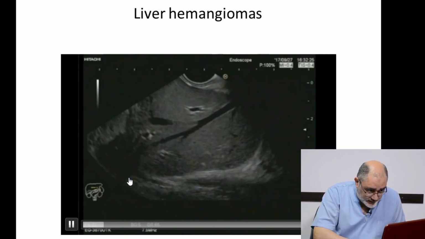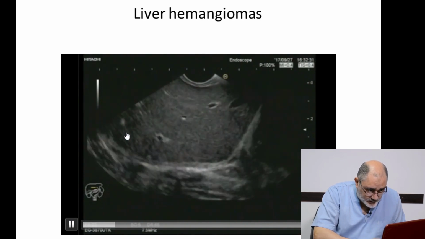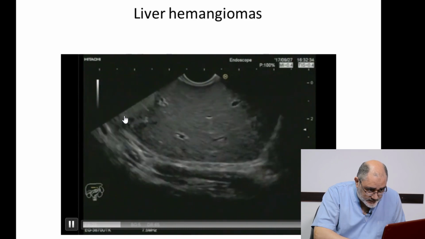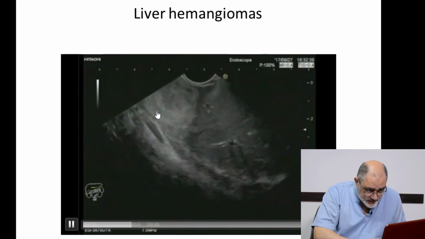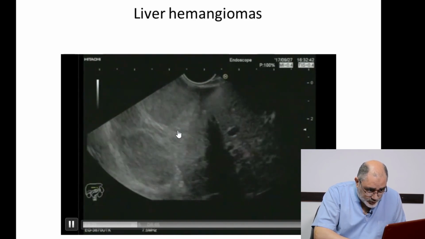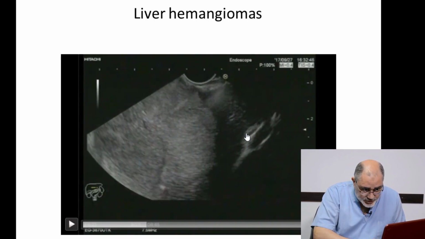This mass is a very large mass, as we will see later, and hyperechoic. Starting here, the mass is hyperechoic, mostly homogeneous with some areas of hypoechogenicity. And here very nicely we can see the fish eye appearance. This is the umbilical portion of the left portal vein. And here, to the left side of the screen and going to the umbilical portion of the left portal vein, this ligament is the ligamentum teres.